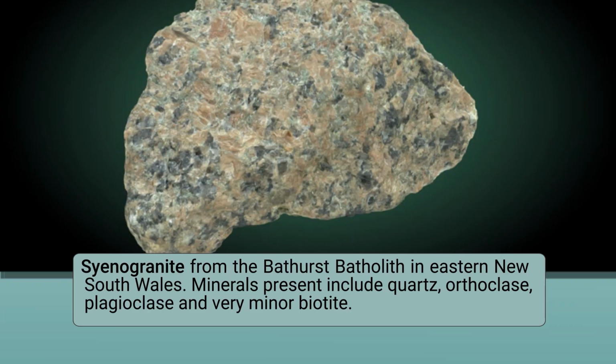Then we have here the syenogranite from the Bathurst batholith in eastern New South Wales, where you can see that the pink colored phenocrysts are those of alkali feldspar. Minerals include quartz, alkali feldspar, which is the orthoclase, then we have plagioclase and a very minor amount of biotite. These dark colored minerals are the biotite.